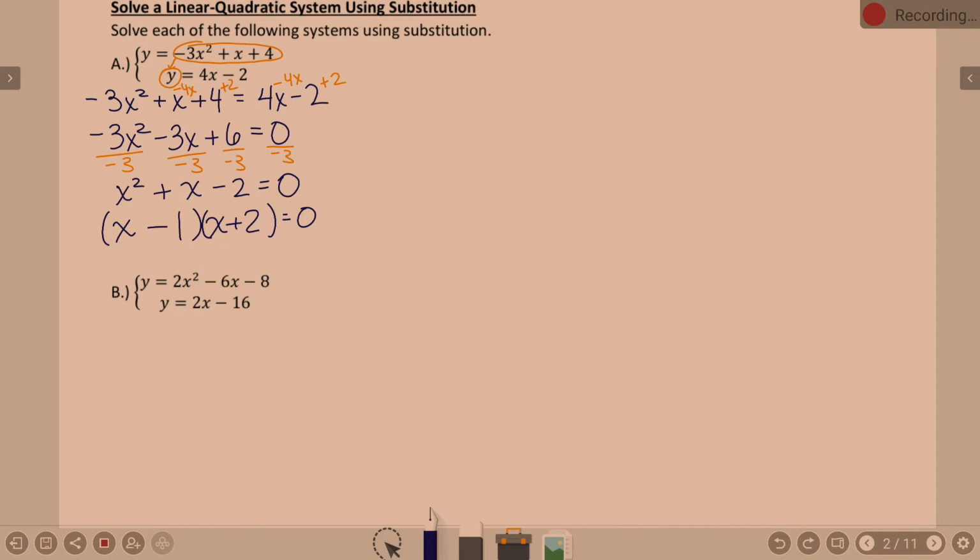Set up both equal. We're going to set both equal to 0. I must have written too big, so I'll bring it right up here. x minus 1 equals 0 and x plus 2 equals 0. What do we know? x equals 1. x equals negative 2.